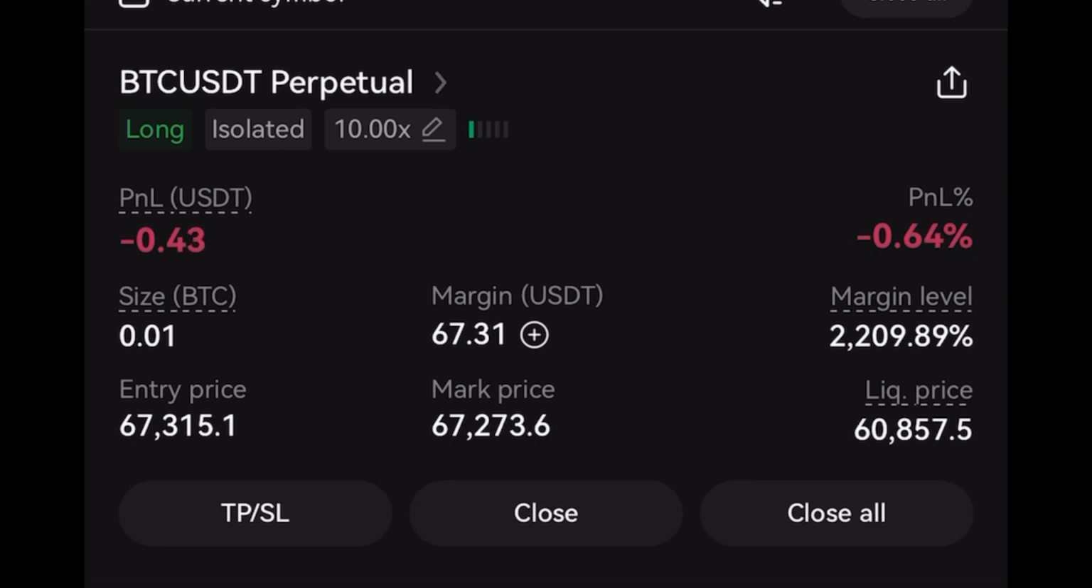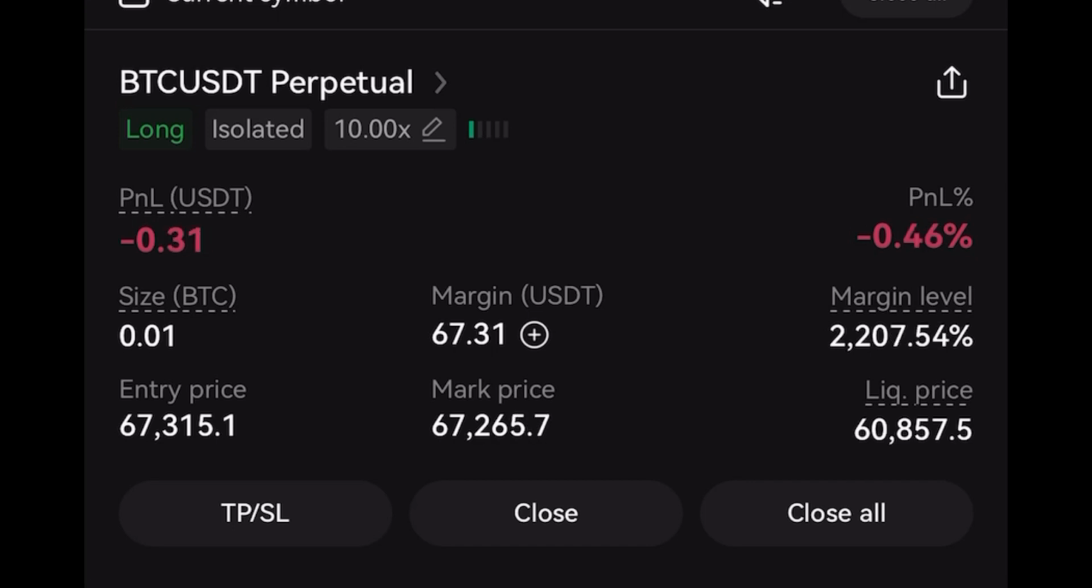Imagine you open the trade at 67,000 and it goes to 60,000. You get, that is a lot of loss. So that is liquidation price. Entry price is the exact price where I enter the market. Mark price is the current price in the market, which means the current price in the market is lower than the entry price. That is why I'm losing money.